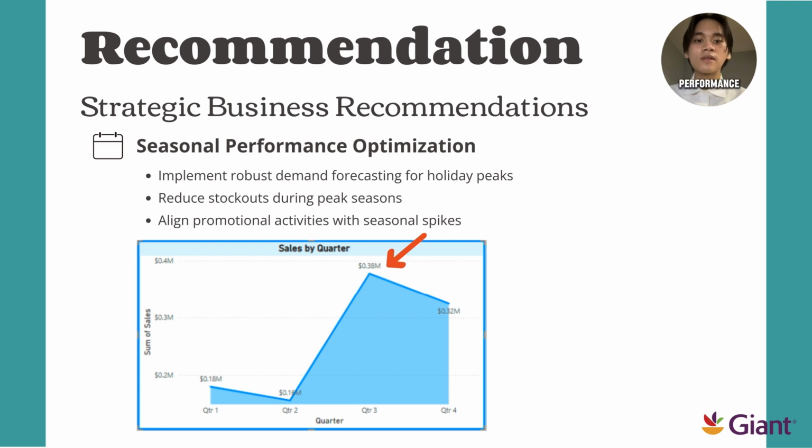First is the seasonal performance optimization. Looking at our first key finding, we can see significant seasonal variations in sales performance. Our data shows peak periods during major holidays like Thanksgiving and Christmas, while other periods show notable decline. To address this, we recommend implementing robust demand forecasting systems, especially for high traffic periods, taking proactive measures to prevent stockouts during peak seasons, and aligning our promotional activities with these seasonal spikes to maximize revenue.